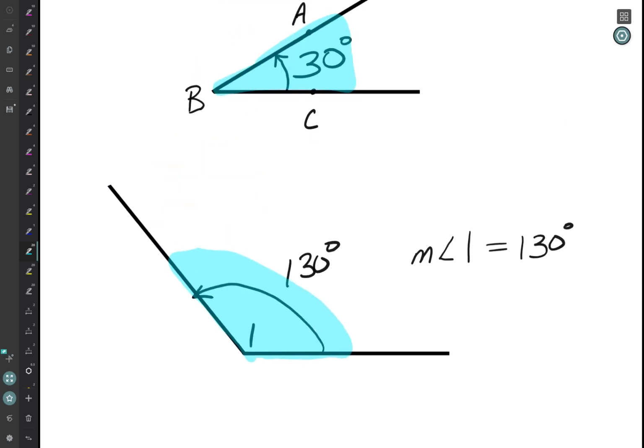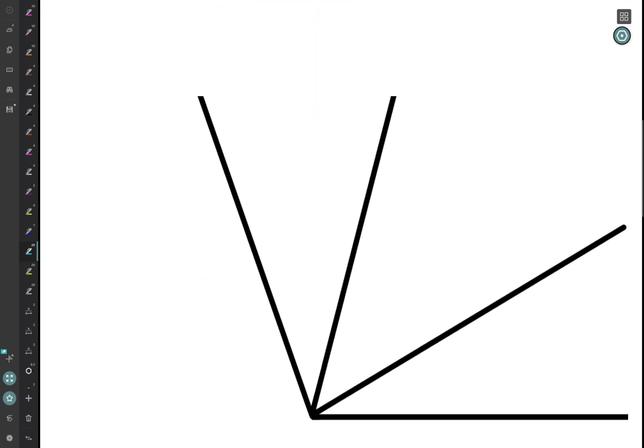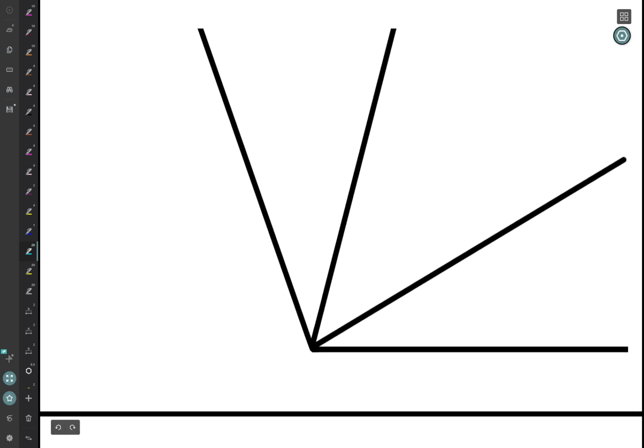Does everybody understand that? Any questions there? We understand the concept of how we measure angles. Now let's label this one. How about we label this angle 2, angle 3, angle 4. Let's make this D, E. Let's make this F. Then we'll make that G, and we'll make that H.